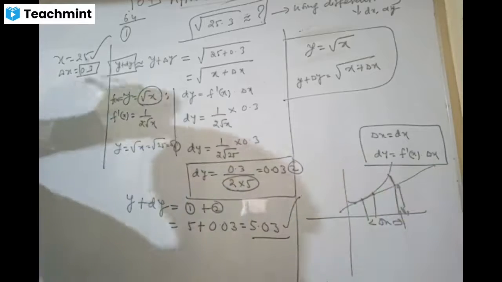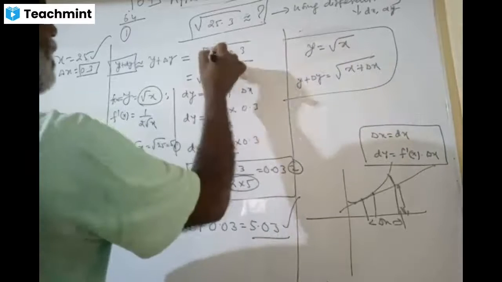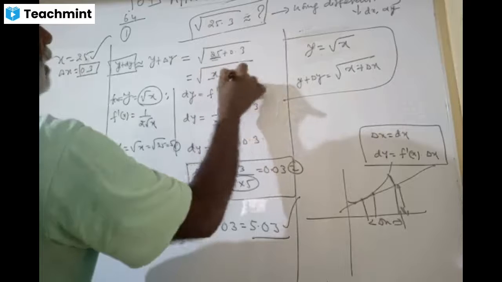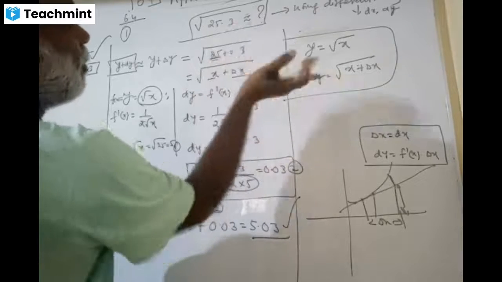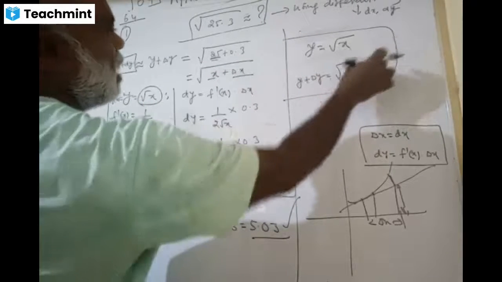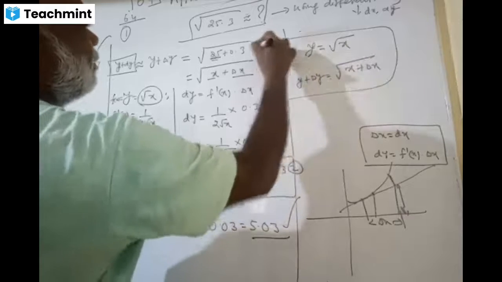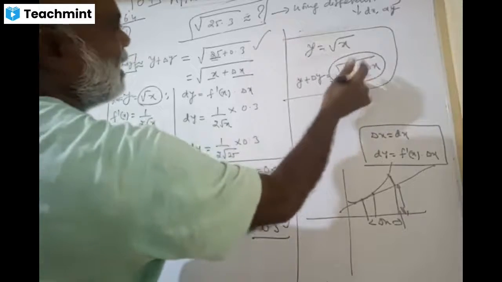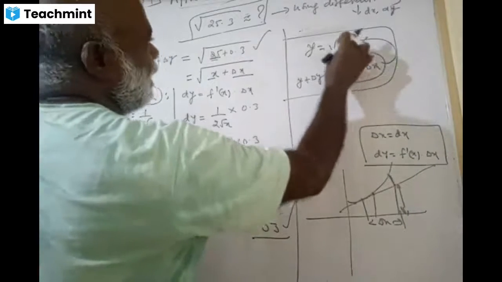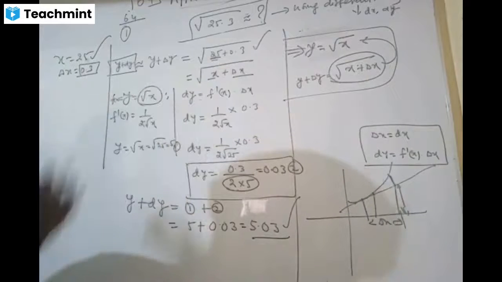Note this down, this is the question. You can write 25 plus 0.3. The basic function you take as y equals root x. This is x plus delta x. If y equals root x, y plus delta y is root of x plus delta x. This is given, and you need to get this. Now you remove delta x, you get root x. So that's what the original function is. That's why I took y equals root x for this.